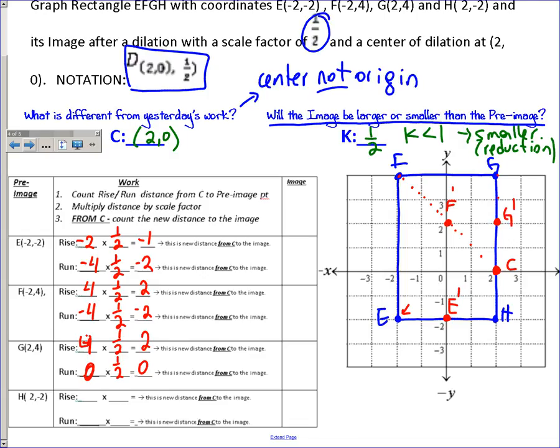Okay, and then let's do the last guy here, H. What's the rise? We're going down 2, so that's negative 2. And then there's no run, right? There's no right or left movement, so that's a 0. We multiply by the scale factor, and we get negative 1 and 0. So what does that mean? That means, again, from C, always start from C, we're going to count. The rise is negative 1, so down 1, and no movement right or left.